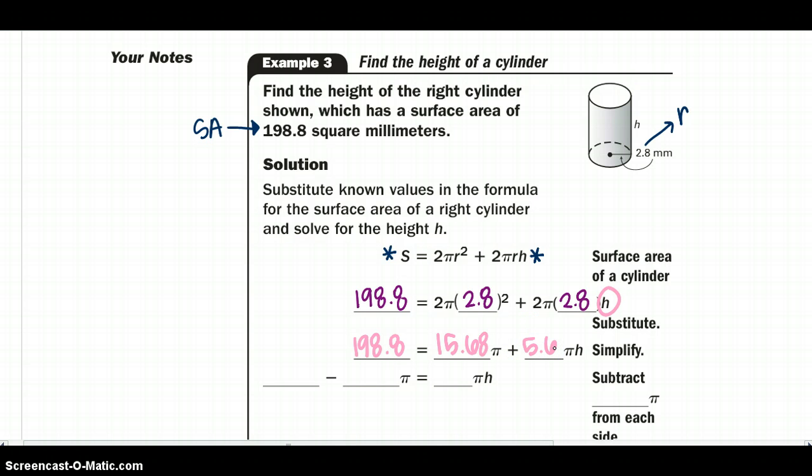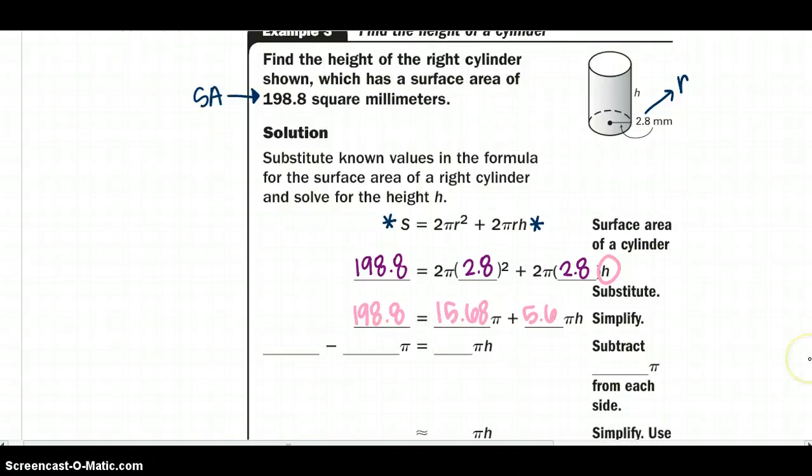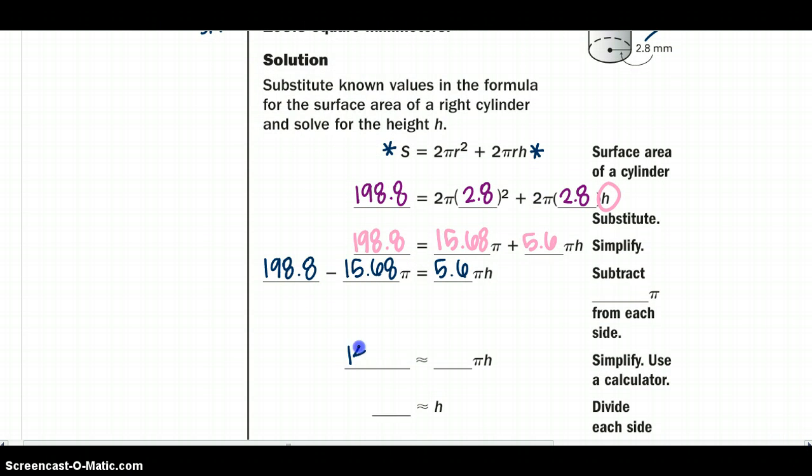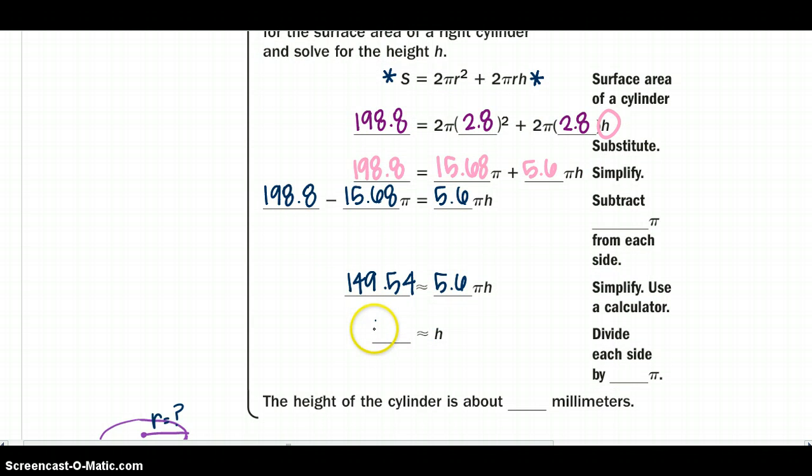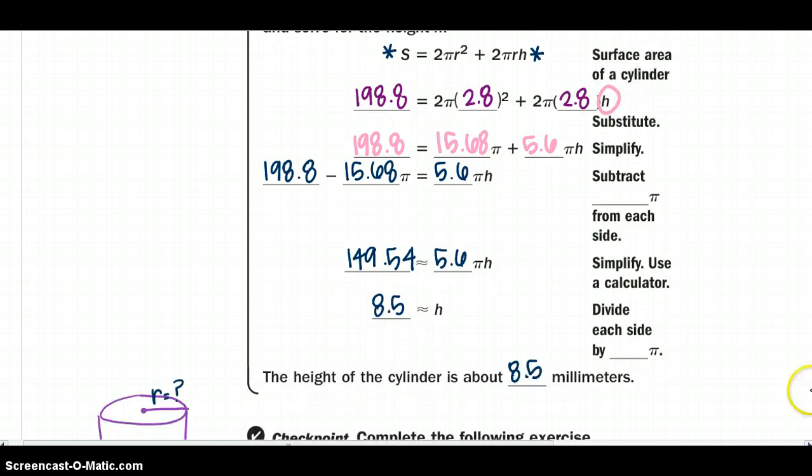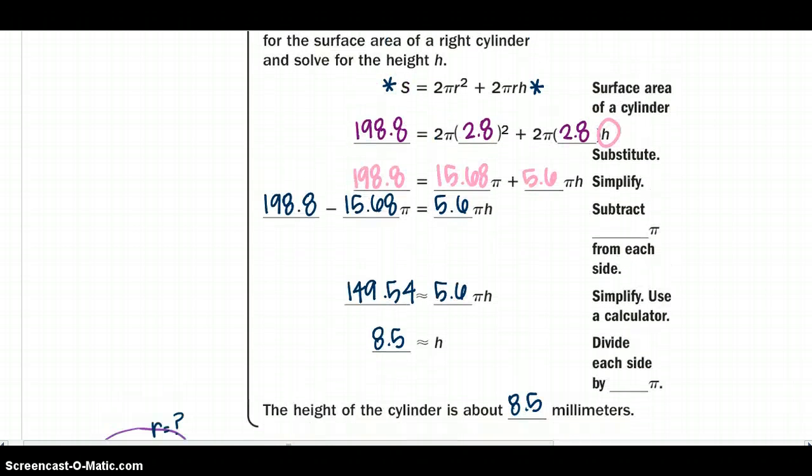Notice that they are keeping that pi in there as long as possible, as we've talked about before, to keep it as accurate as we can. Now we can subtract that 15.68 pi over. We get 149.54 is approximately 5.6 pi times h, and our height becomes approximately 8.5 millimeters. Again, we went through that pretty fast, but you can always go back and rewind and check.